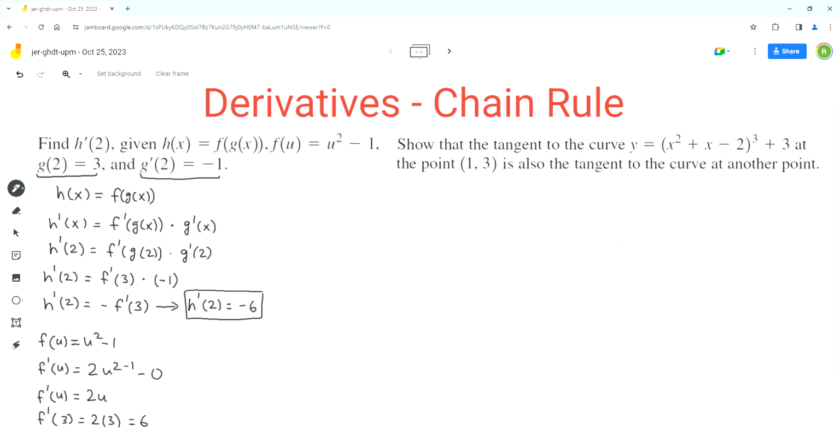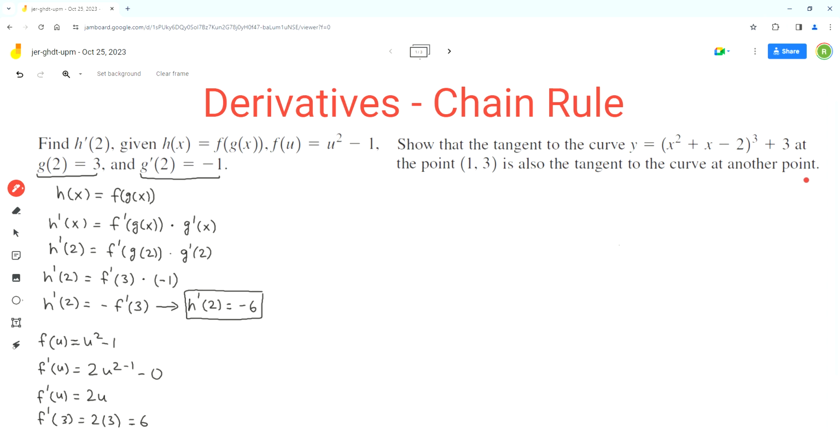Now we can analyze the second problem. So I can use a different color for it. As per the problem, show that the tangent to the curve y equals (x squared plus x minus 2) cubed plus 3 at the point (1, 3) is also the tangent to the curve at another point. So we have to find that the tangent to the curve at this given point is also a tangent to the same curve at another point.